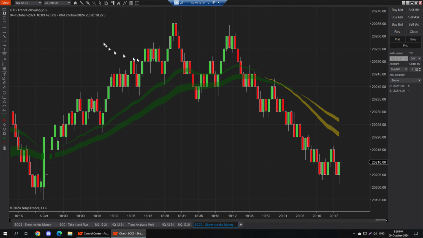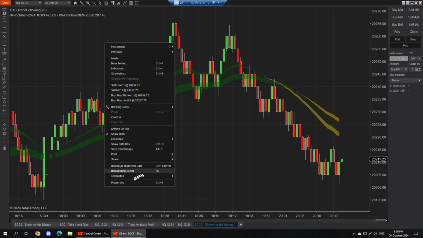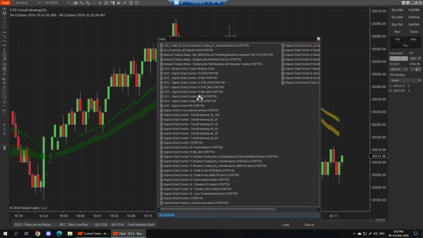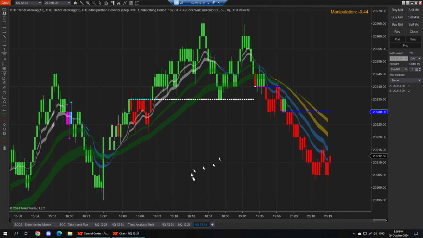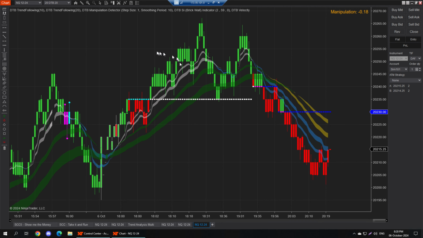And what I've also done is I've actually loaded some templates. So if I go templates and I go load, on the chart itself, I've gone to signal chart combo, trend following 2020. So you can start with this. This is just basically loading the template. What I've done over here is I've incorporated two of these indicators, one with a larger trend following and one with a smaller trend following.